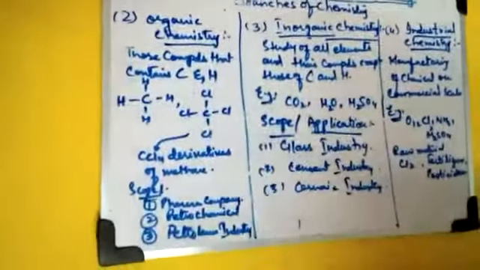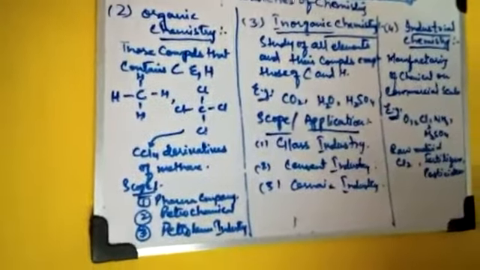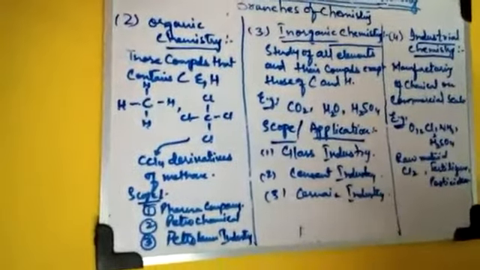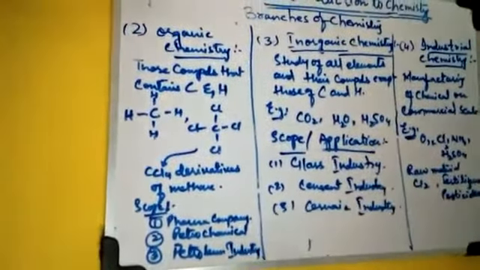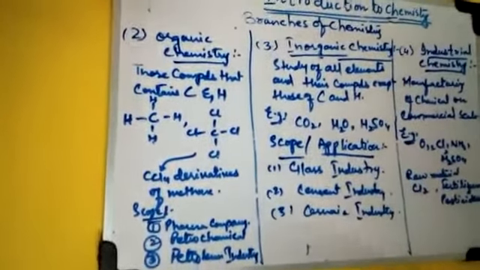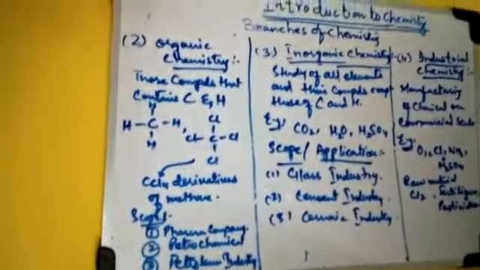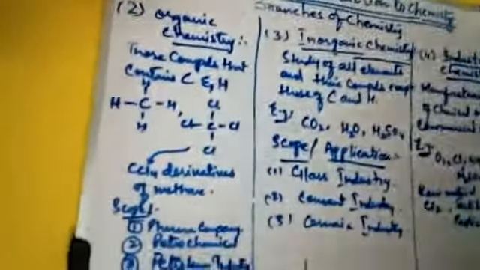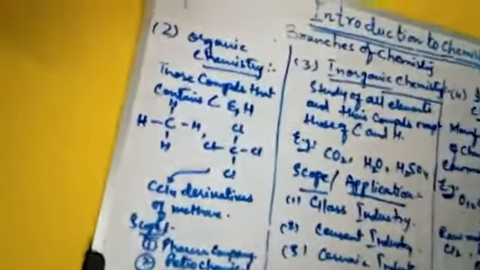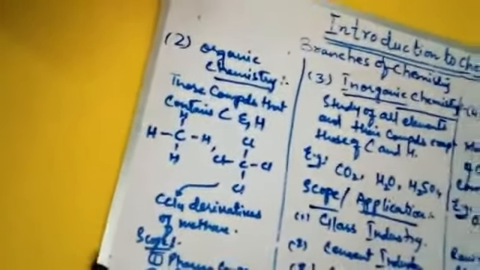Okay, now what is the scope and application of organic chemistry? Basically, it's used in pharmaceutical companies. Pharmaceutical companies develop pharmaceutical drugs used as medicines, and another one is petrochemical. It is used in the petrochemical industry, and it is also used in the petroleum industry.